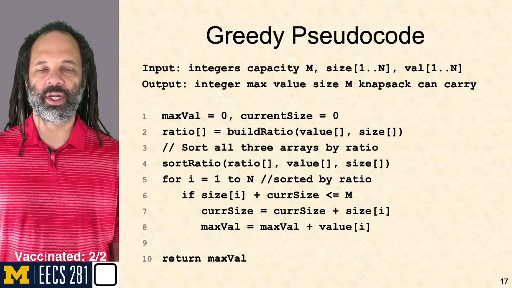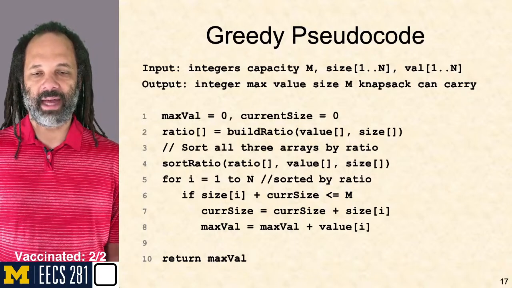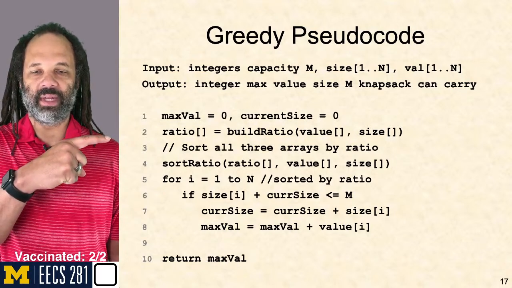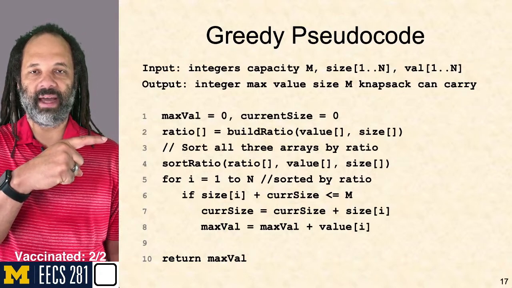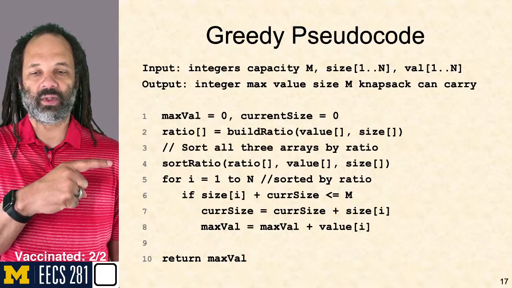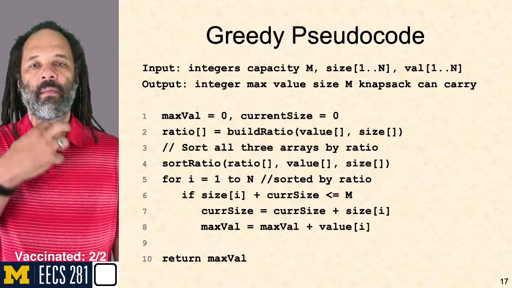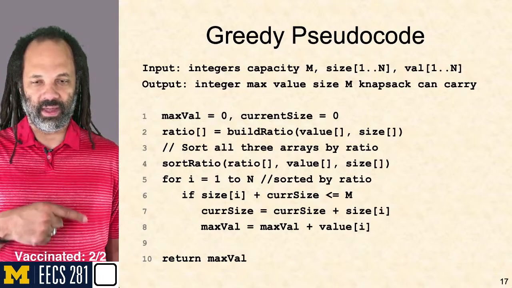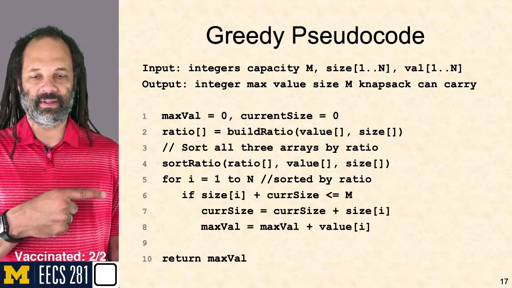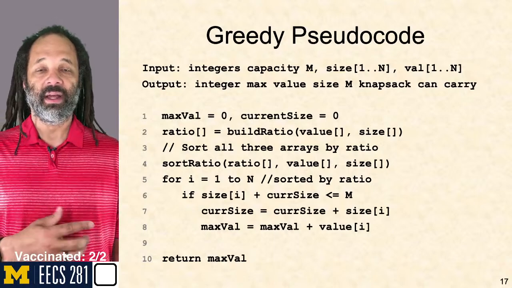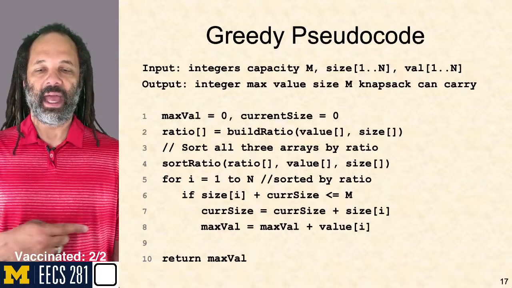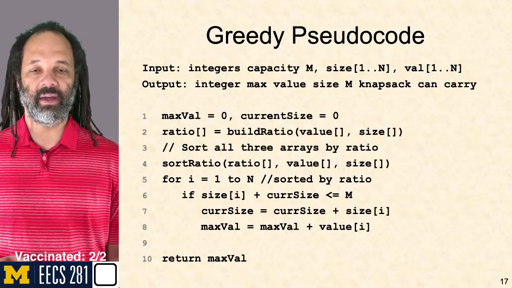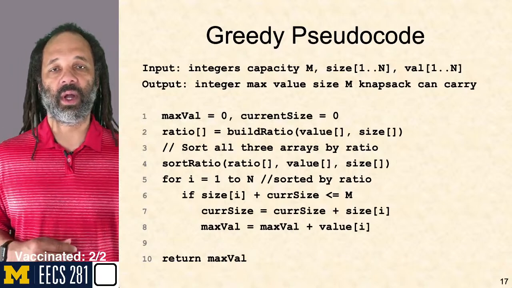Here's a pseudocode version of that greedy algorithm. We've got to first build these ratios, and this is the one that does it by value density. So it builds the ratios by dividing the value by size, and then sorts all of the ratios so that we can look from the highest value density item first. And then we work our way through these sorted items to see if the item fits, then put it in there, take away from the total size available, and add to the total value contained. In the end, we return max value. So this is greedy pseudocode.